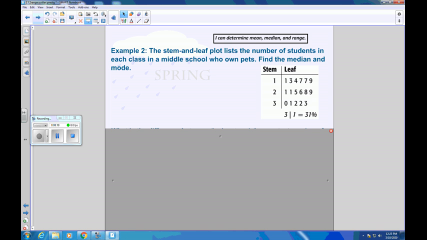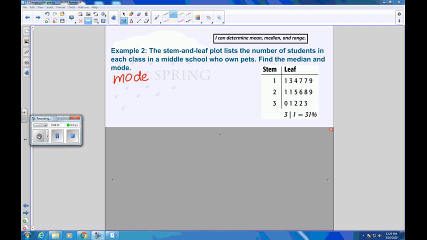Okay, then here we have a stem and leaf plot. It lists the numbers of students in each class in the middle school who own pets. Find the median and the mode. So I am going to start with the mode because I love doing mode. We're just looking: are there any numbers that repeat? And which one has the most?